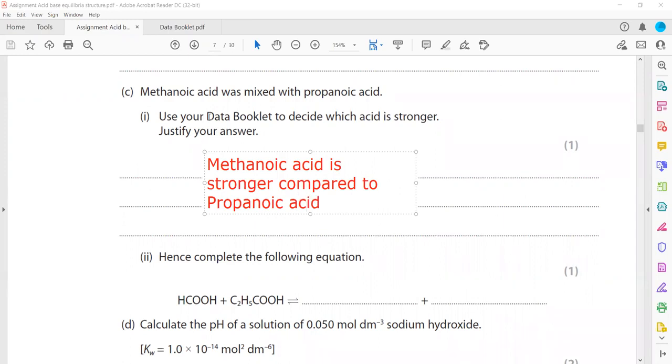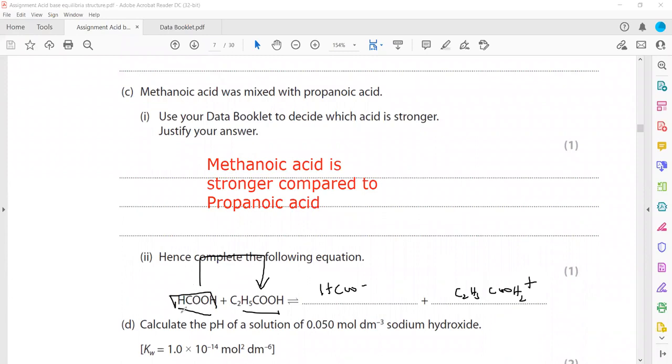Then when two acids are mixed together, what will happen? The strong one will lose a proton. So we have methanoic acid and propanoic acid. We know comparatively methanoic acid is stronger. So always remember the strong one will lose a proton. So it will form HCOO-, and the other one will be C2H5COOH2+, with a positive charge, because methanoic acid has a higher value of Ka, so it dissociates more and increases the amount of hydrogen ion in the solution.